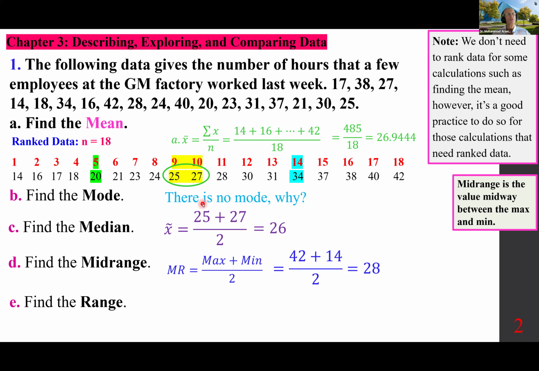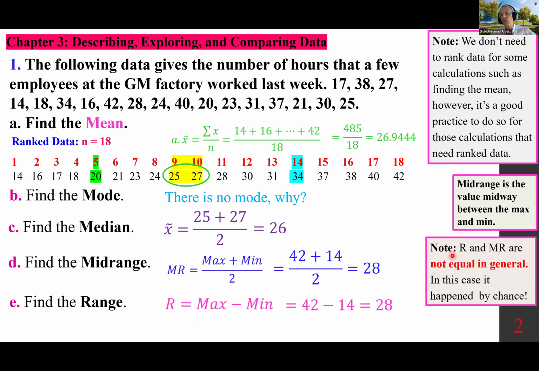The next one is find the range. By definition, range is max minus min. So the largest number minus the smallest number is 28. Now, what I want to emphasize here is the following. Note, R and MR, that means range and mid-range, are not equal in general. In this case, it just happened by chance. I want to emphasize that.